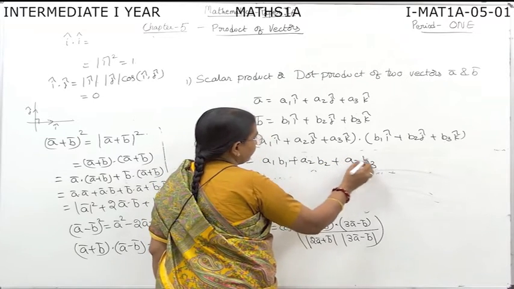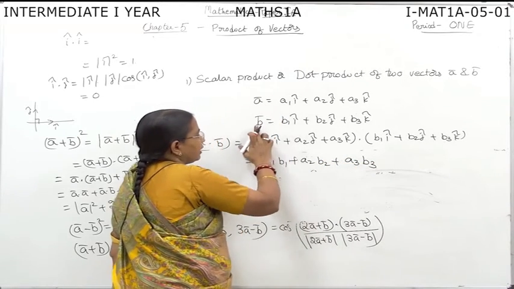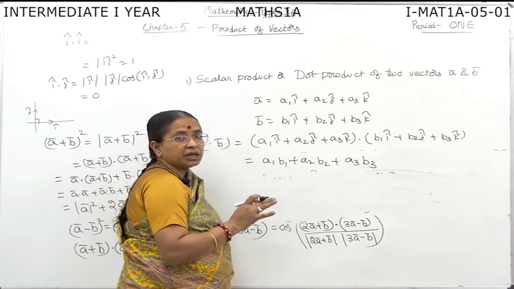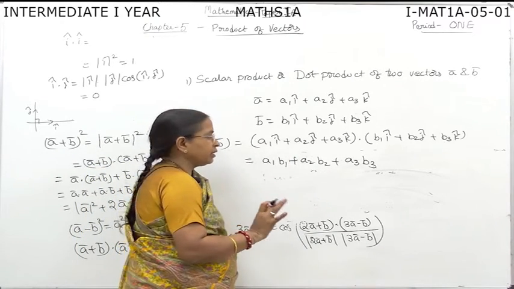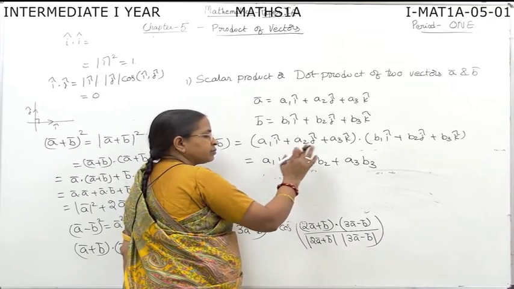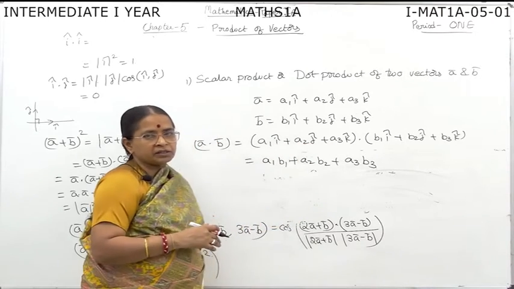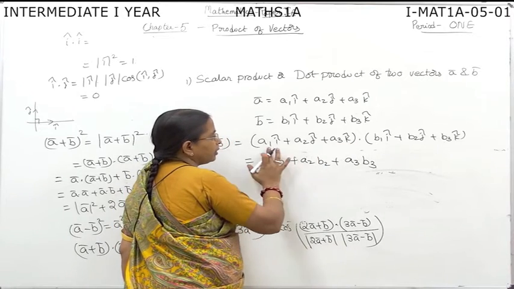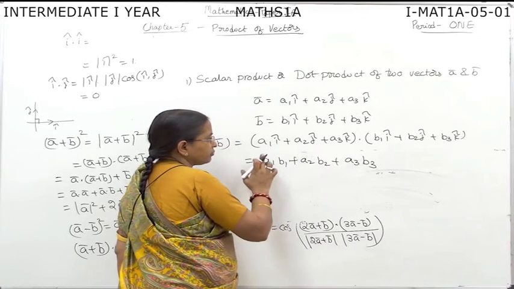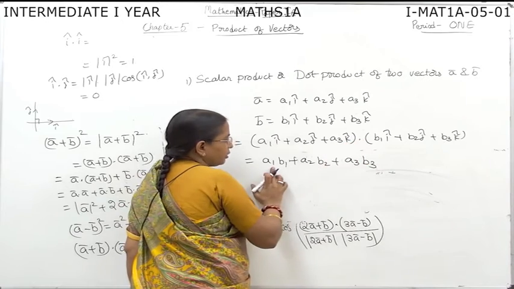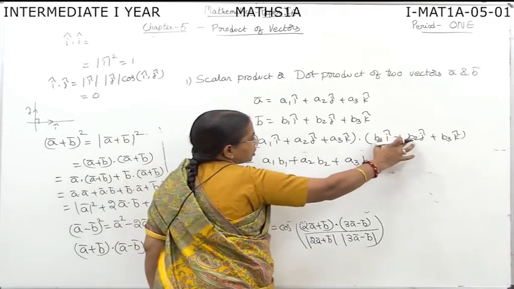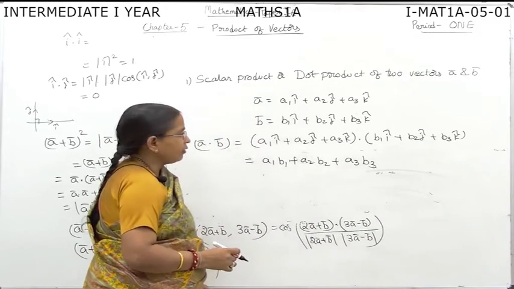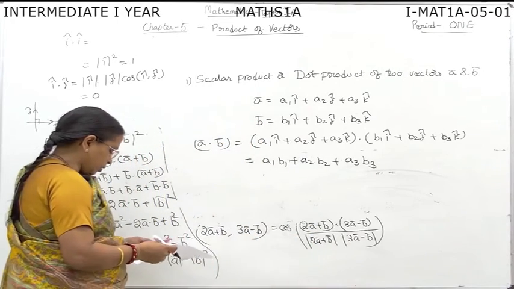This is the formula. So when you are given a vector and b vector in terms of i, j, k only, not in terms of any other vector. If it is given in terms of a, b, c and all, you cannot apply this formula. Only in terms of i, j, k, you can apply this formula. So just multiply i coefficients plus multiply j coefficients plus multiply k coefficients and write the value. That gives you a dot b.